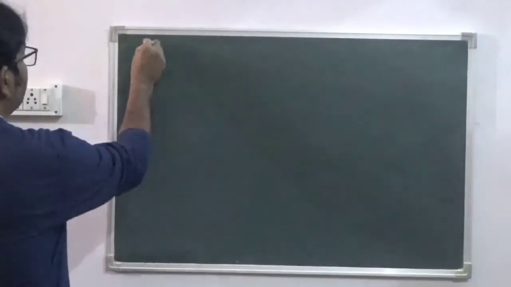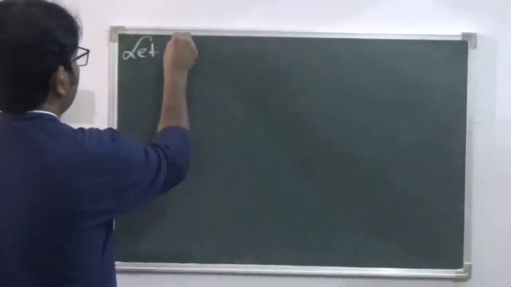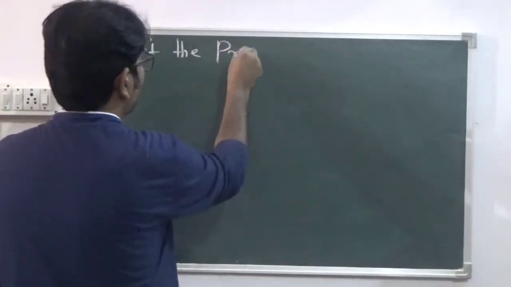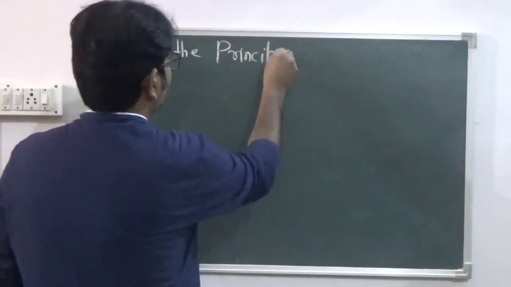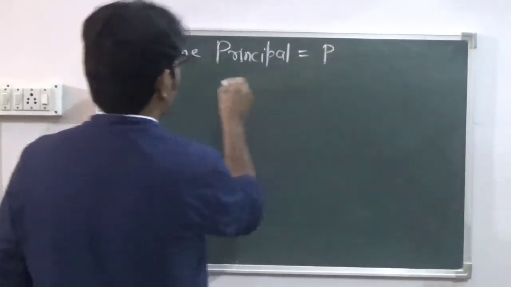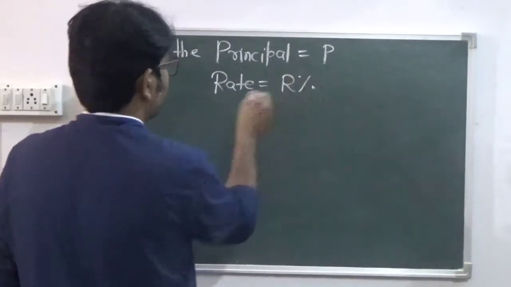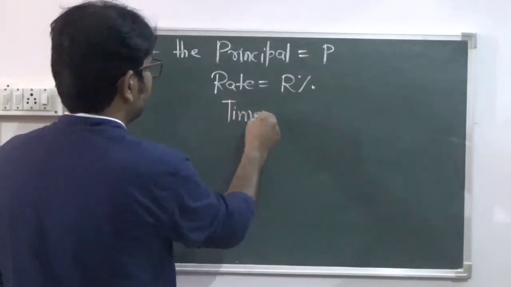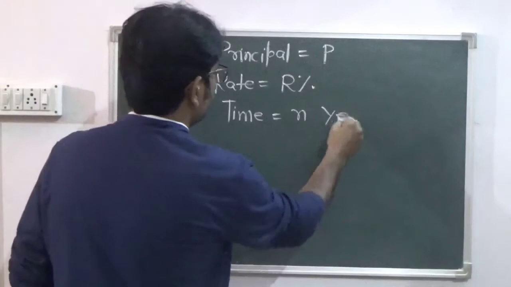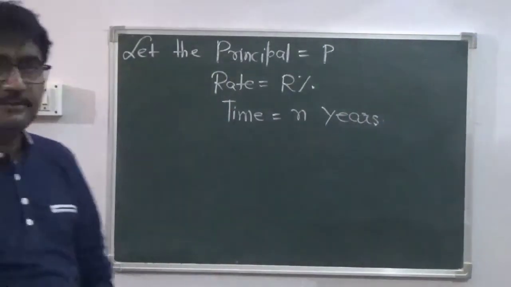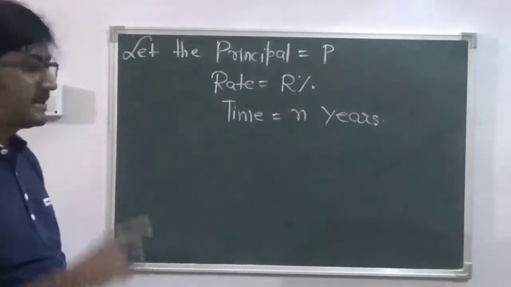So let the principal, the sum, be equal to P, the rate percent be equal to R percent, and time is equal to N years. So we'll find the formula. To derive the formula, we'll start with the simple interest method.